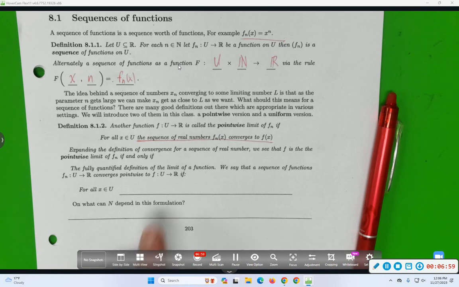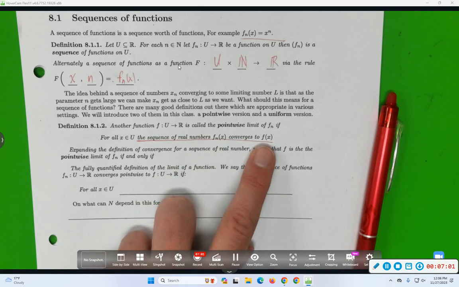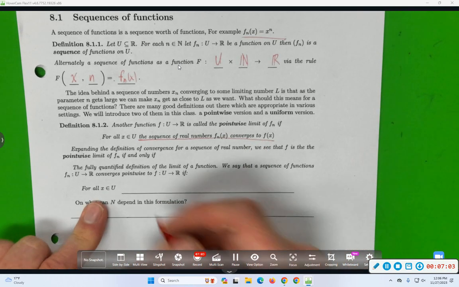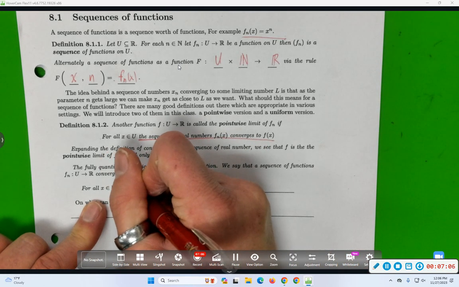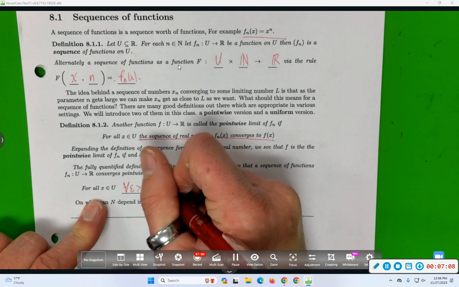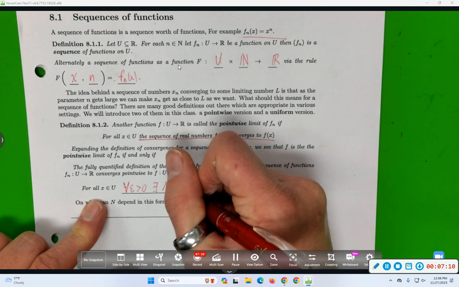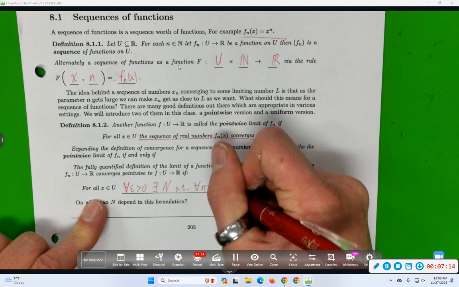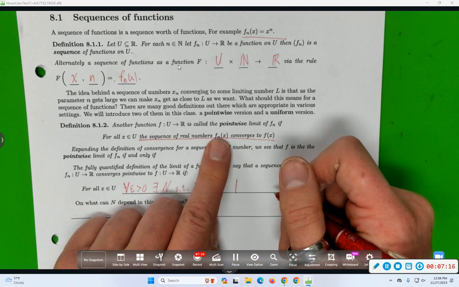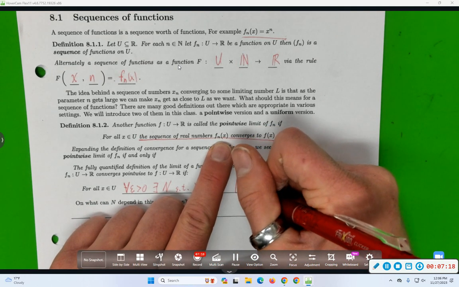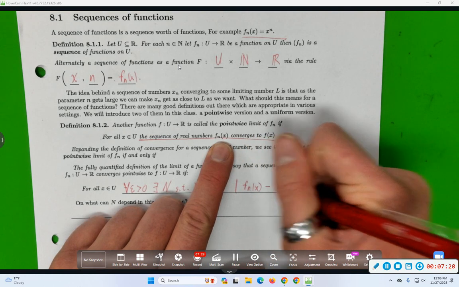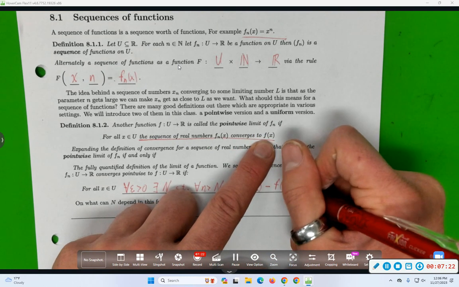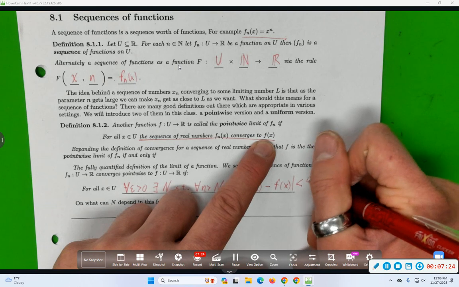So what does it mean for this sequence of numbers to converge to that limit? It means for all epsilon bigger than 0, there exists a big N such that for all little n bigger than this big N, the difference between this sequence of numbers, f sub n of x, minus the limiting number, f of x, is less than epsilon.